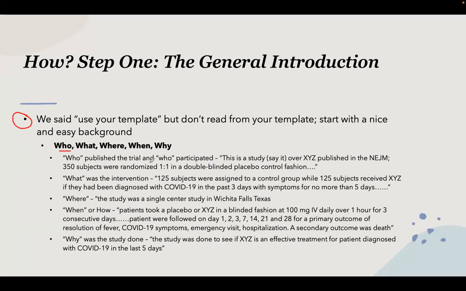So who, for example, who published or who participated? So for example, this is a study over XYZ published in the New England Journal of Medicine of 350 subjects randomized in a 1-to-1 fashion in a double-blind placebo-controlled trial. The who. The what was the intervention? 125 subjects were assigned to the control group, with 125 subjects assigned to the treatment group that were diagnosed with COVID-19 in the past 3 days with symptoms for no more than 5 days.